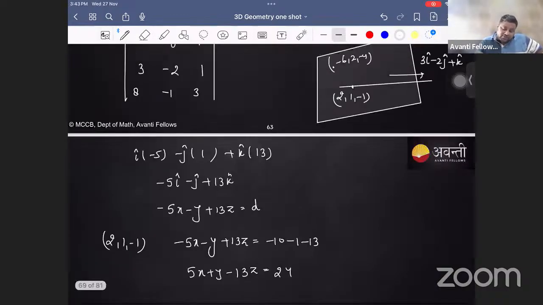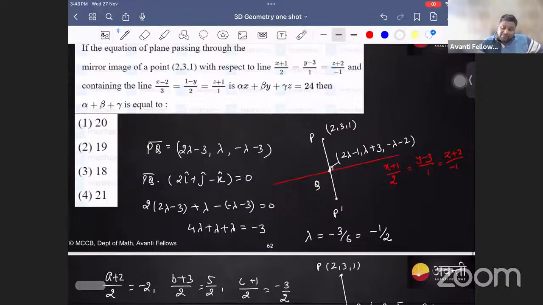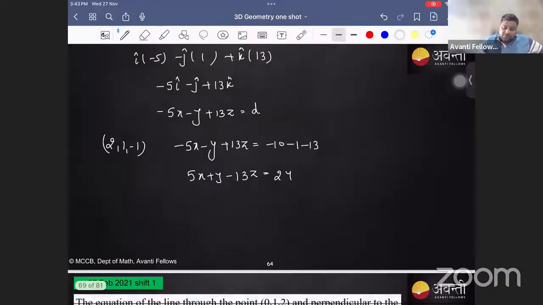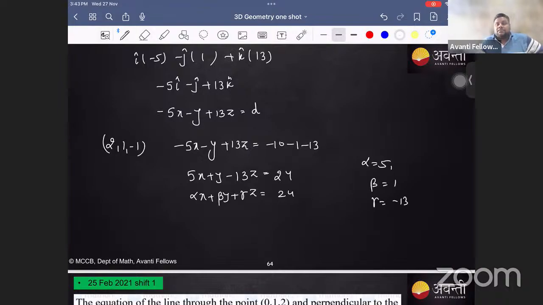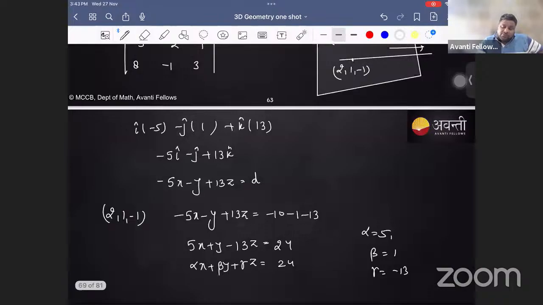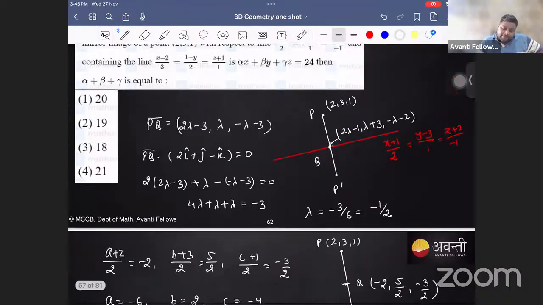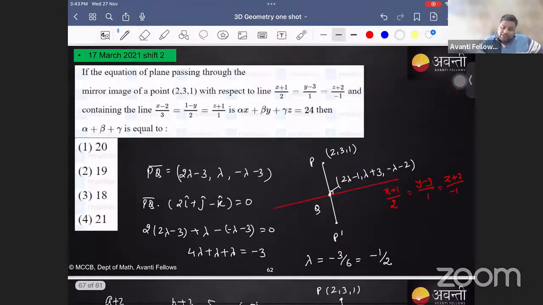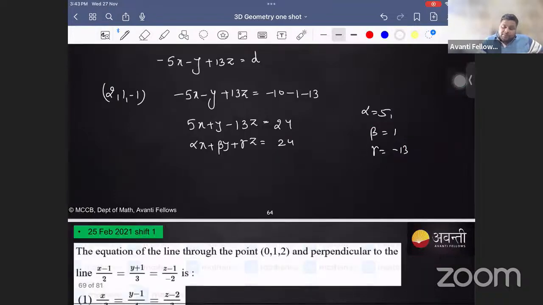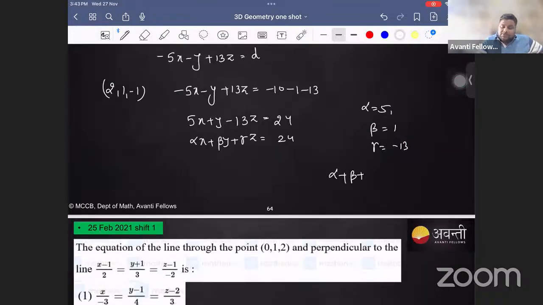They are asking that the plane is alpha x plus beta y plus gamma z equals 24. That means alpha is 5, beta is 1, gamma is minus 13. Got it? Now they are asking for the value of alpha plus beta plus gamma. So alpha plus beta plus gamma is 5 plus 1 minus 13, so it is minus 7.